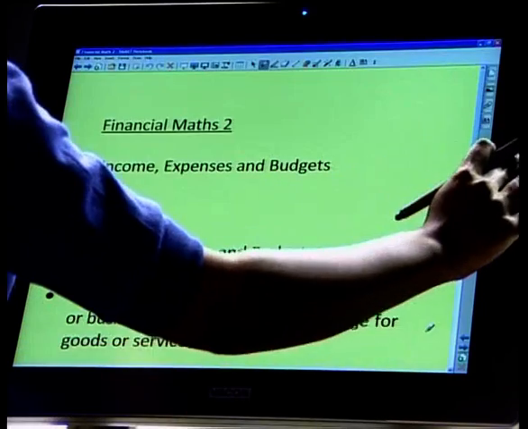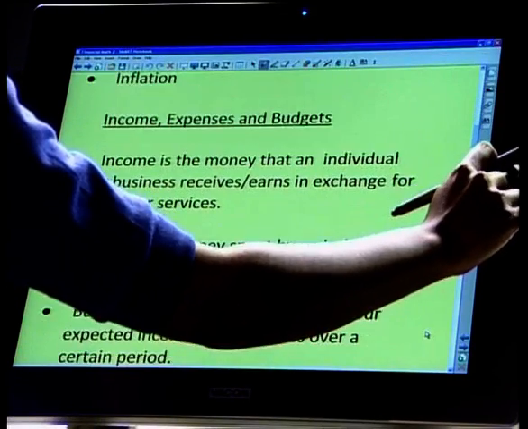In this section, we're going to continue looking at financial maths. Specifically, we will look at income, expenses and budgets, and we will also look at inflation. First, let's look at the definition of income, expenses and budgets.